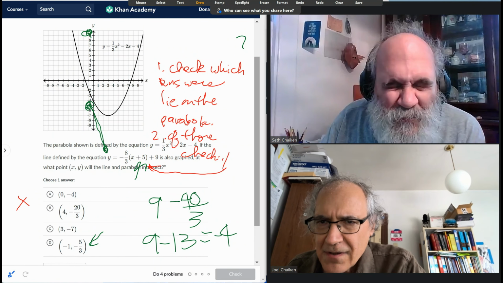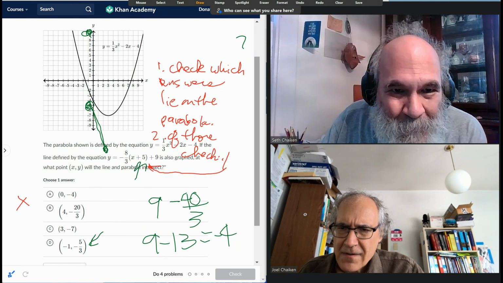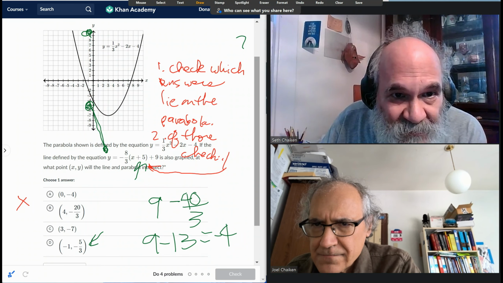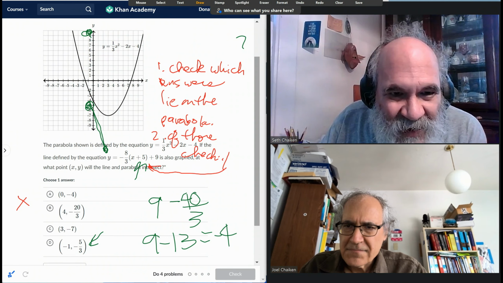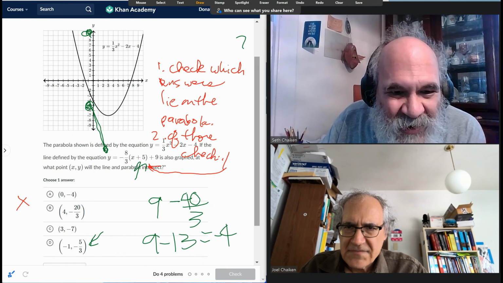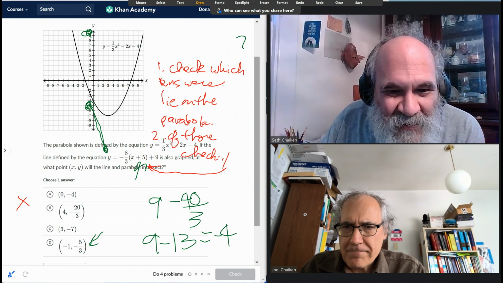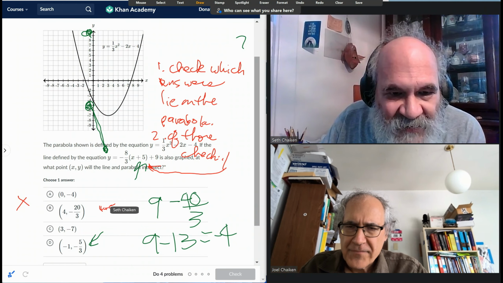Actually, yeah. 4 minus 20 over 3, it's negative. It's about a little more than 7. So this probably lies on the parabola. So let's see if it lies on the line. 5. Let's see. X is 4. 4 plus 5 is 9.